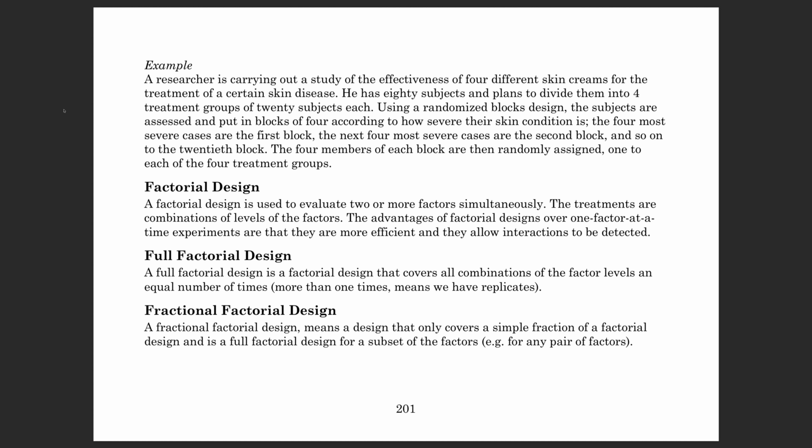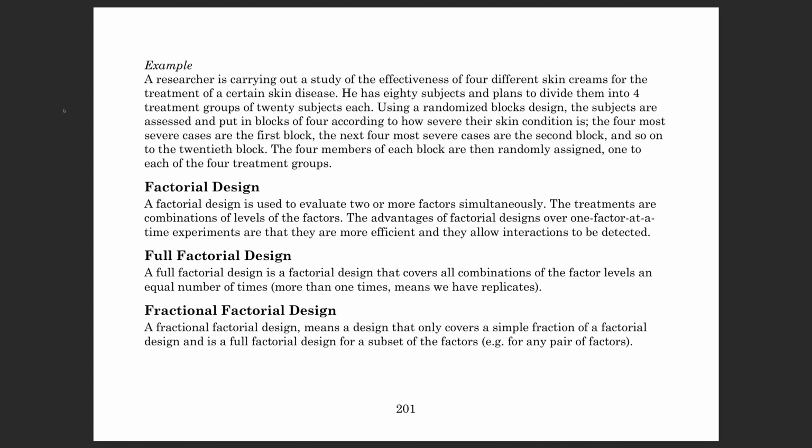any interactions. So a full factorial design means you've covered all combinations of the factor levels an equal number of times. So if they are covered more than once, this means we have replicates, which we mentioned before. So a full factorial design, of course, you can understand then, means a large number of combinations if the number of factor levels and the number of factors is large. So that may be not feasible, right? We may simply not be able to have enough subjects to cover all the combinations.